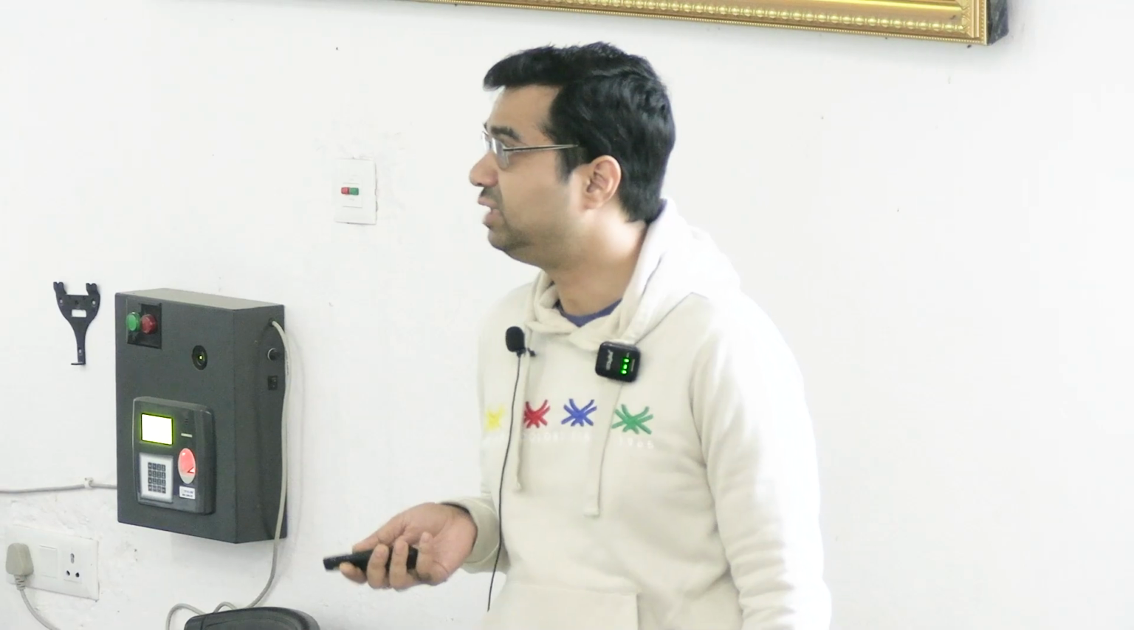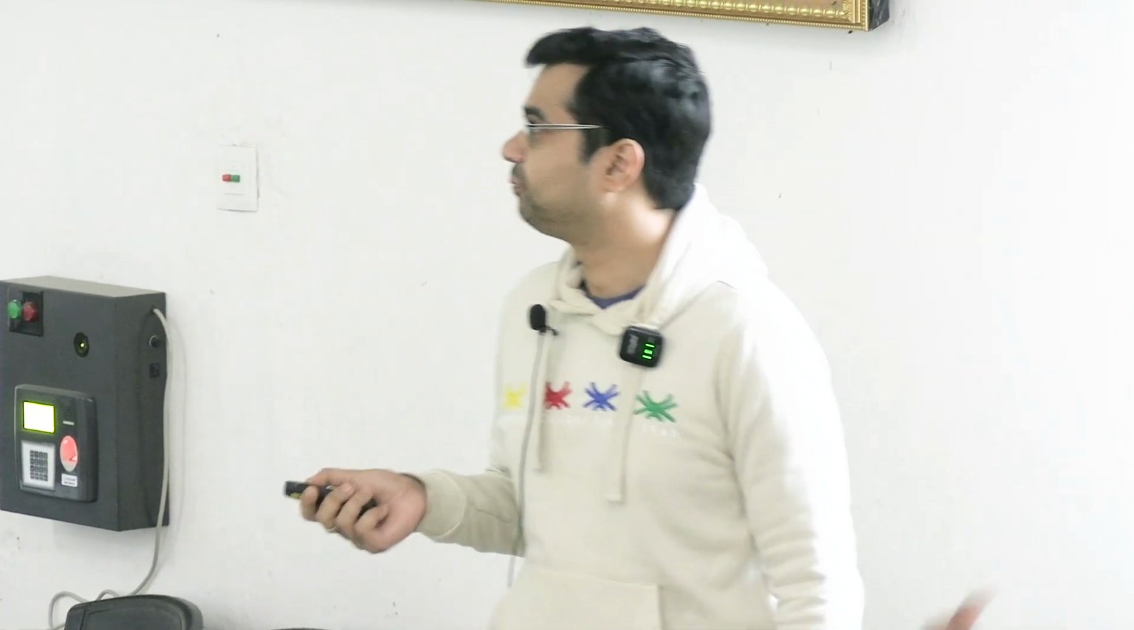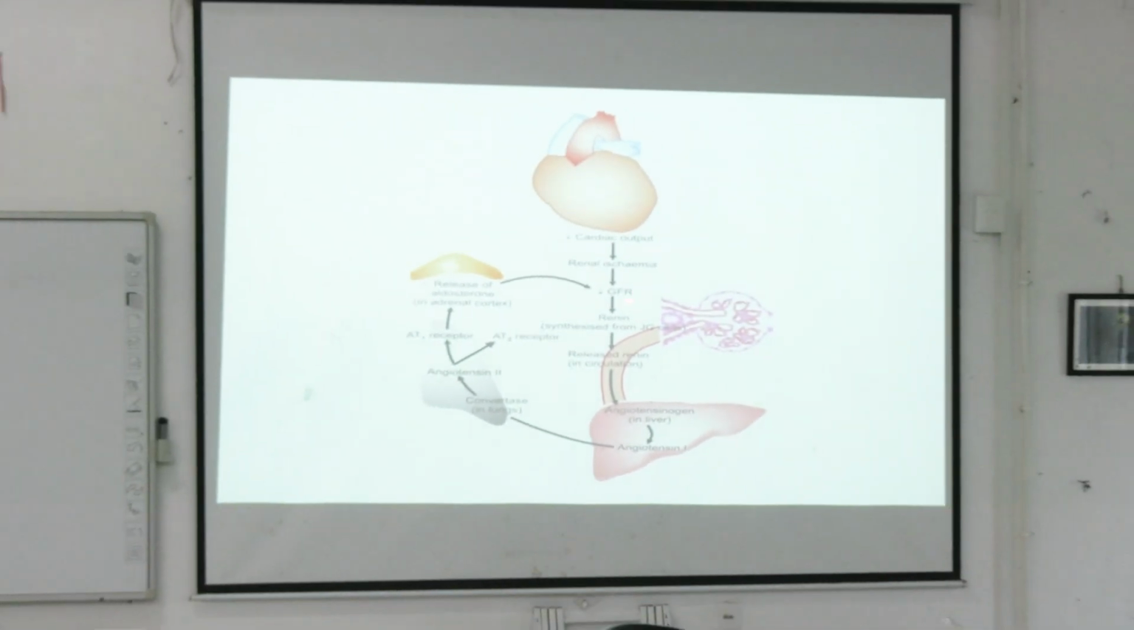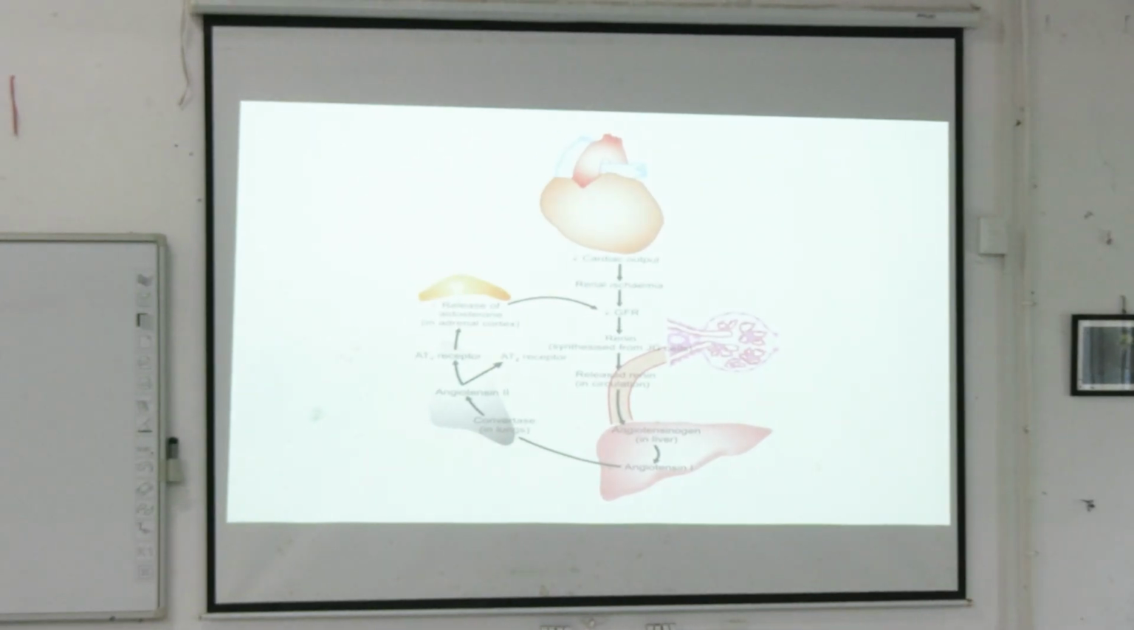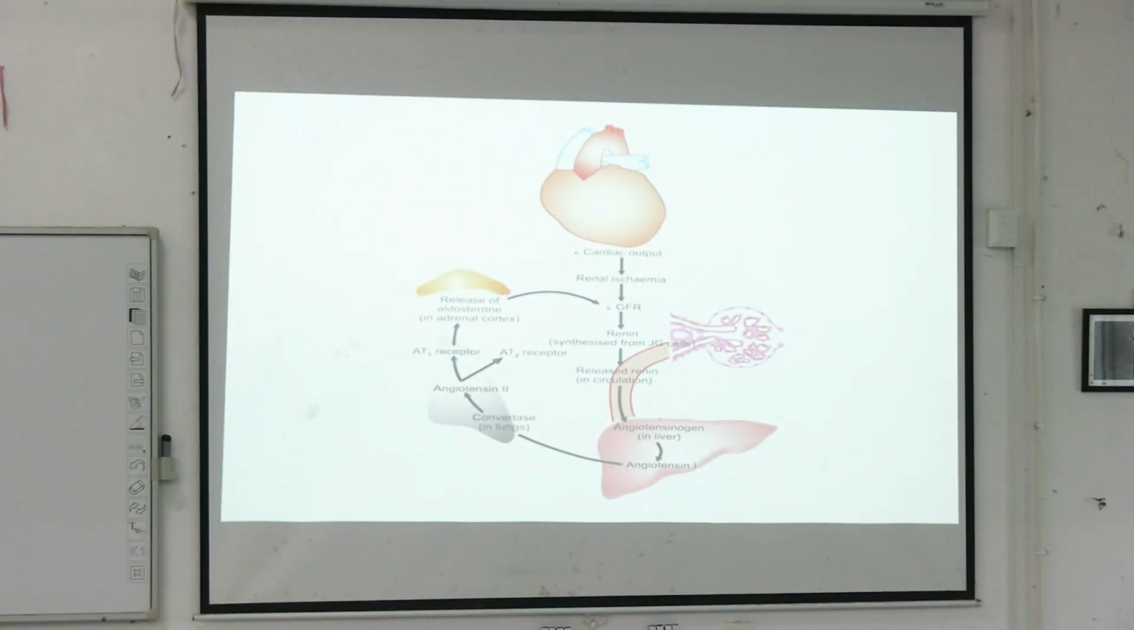One of the most important causes of renal hypoperfusion is congestive heart failure, resulting in activation of the renin-angiotensin-aldosterone axis, or RAAS system. So what is the renin-angiotensin-aldosterone axis? The first key is decreased cardiac output. Due to decreased cardiac output, renal ischemia occurs because the kidney is getting less blood.